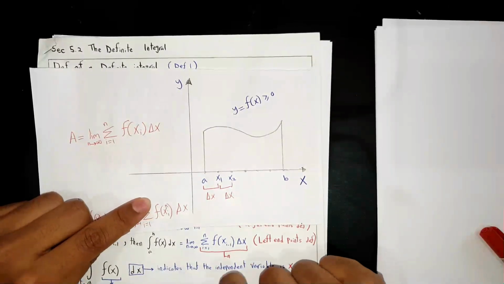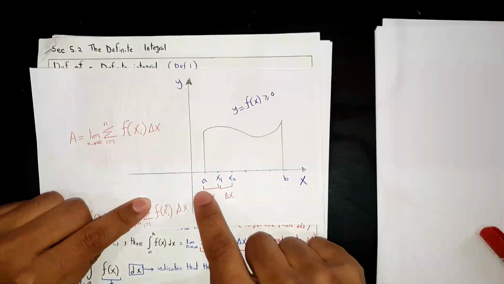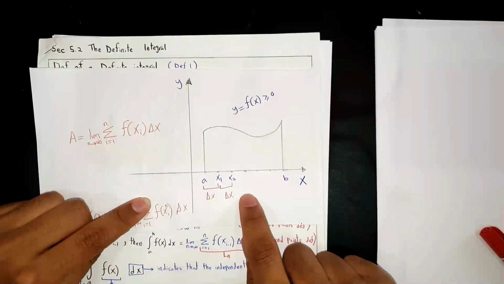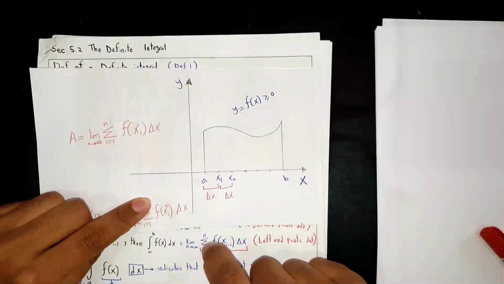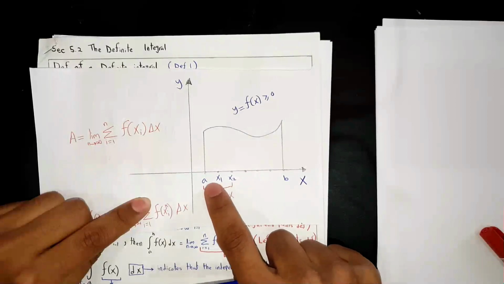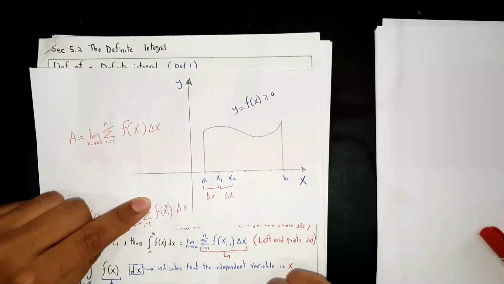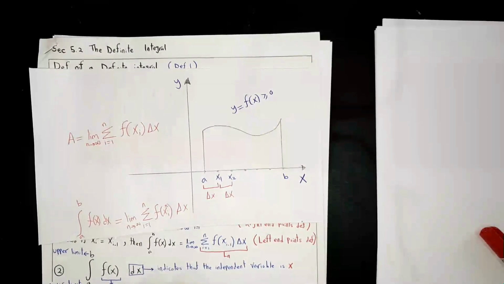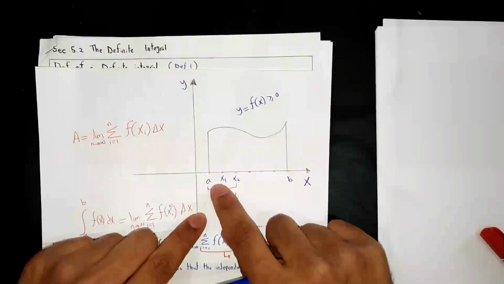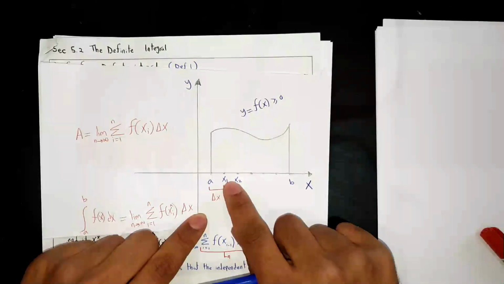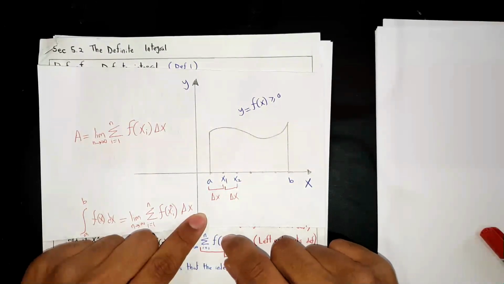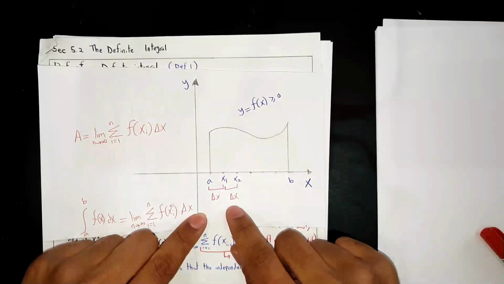We said to handle the area problem we need to partition the interval from a to b uniformly. That means we find delta x, which is b minus a over n. Then we add delta x all the way, which is fixed here, until we get b. Then we approximate the area. Then we said we can choose our sample point to be right end point or left end point or any point in between, and we call them the general sample points.